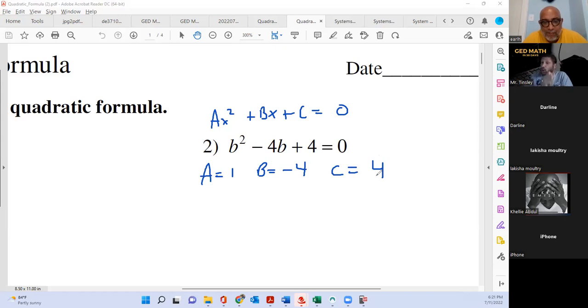Notice this equation is a quadratic equation because it's raised to the second power. And if you see it, for example, sometimes they'll just write b squared minus 4b plus 4. Well, the assumption is that it's equal to 0. Right there, you should be able to identify A is 1, B is -4, C is 4.